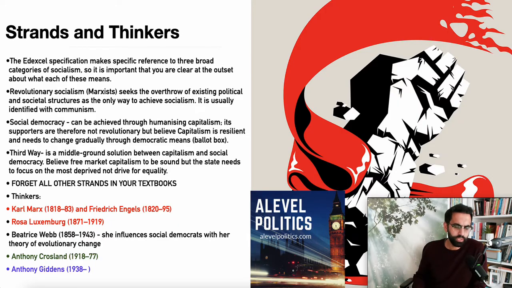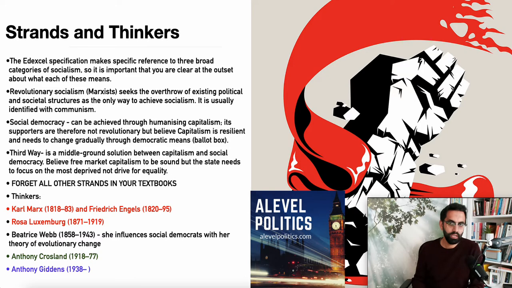And revolutionary socialism looks to overthrow the existing political order, the existing government, and the societal structures, the House of Lords, and the various institutions within society. And only when you overthrow the government and these institutions can you achieve socialism. So revolution is the only pathway to socialism.